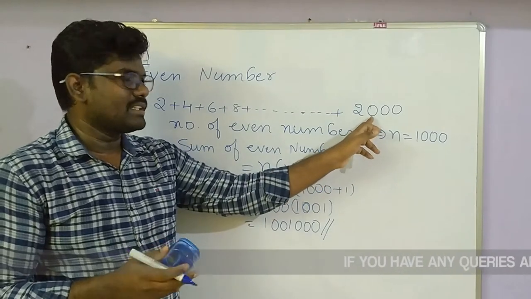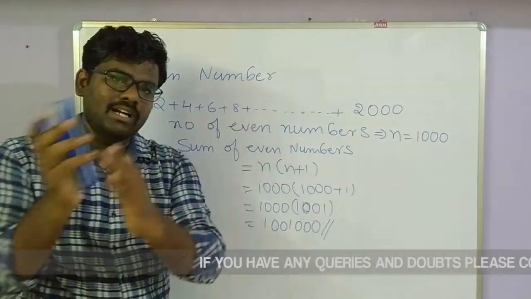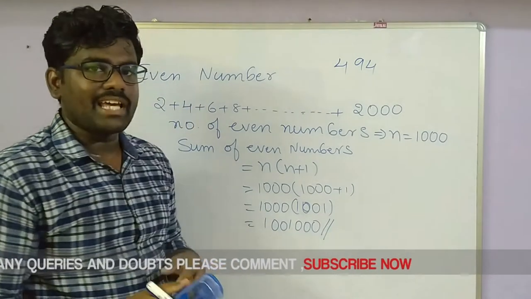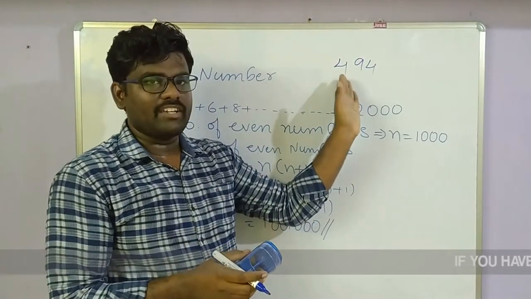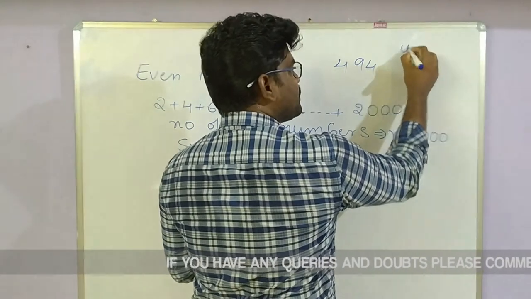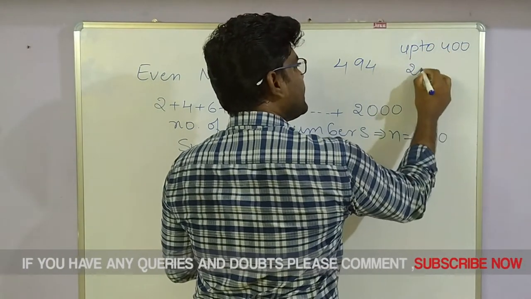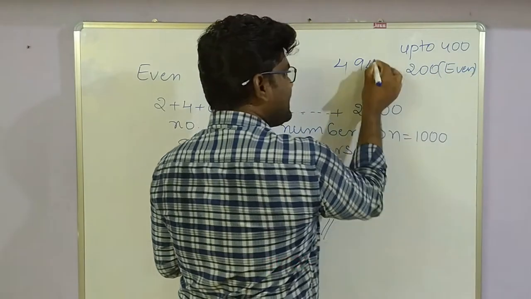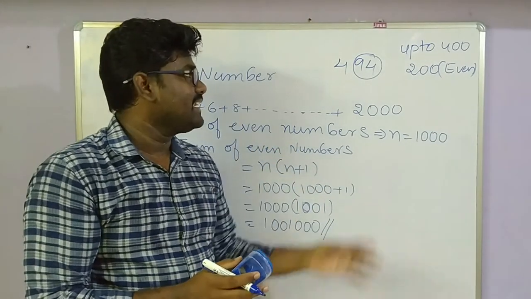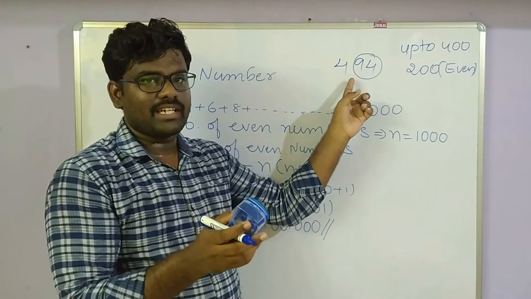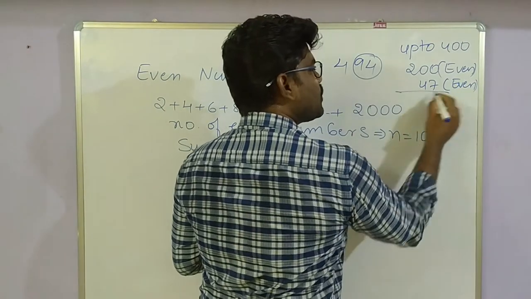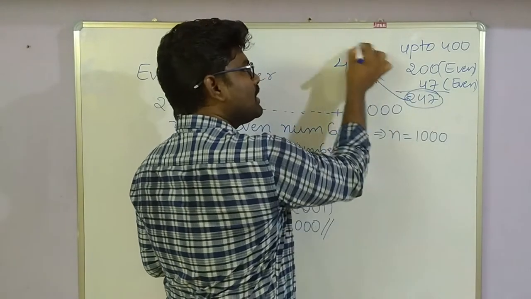For example, here it is 2000. Directly you can take 2000, meaning half of the numbers are even and half are odd. For example, if 494 is given, we take up to 400 first. Up to 400, 200 even numbers, 200 odd numbers. After that, 94 numbers are there, and half of 94 is 47. 47 are even and 47 are odd. So the total is 247 even numbers in 494 numbers.